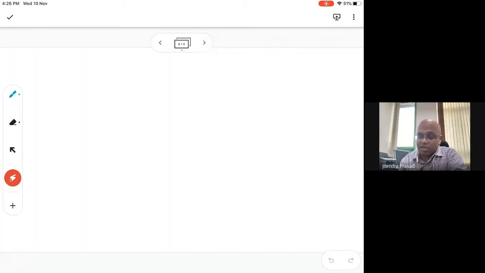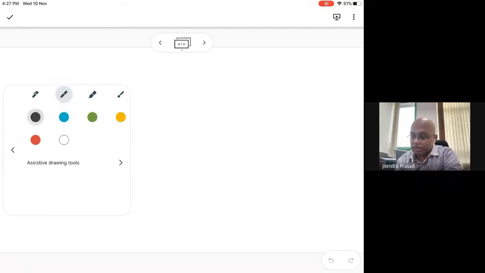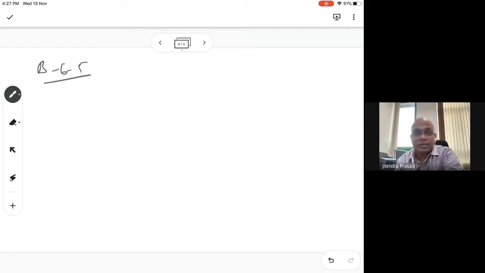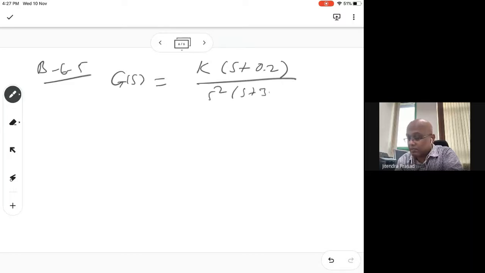Okay, if not, then next one. So next one is, hold on, 5, 8, 12. Okay, B65, and here plot the root loci for a closed loop system with G(s) equal to K(s plus 0.2) divided by s square (s plus 3.6). And here also H(s) is equal to 1.